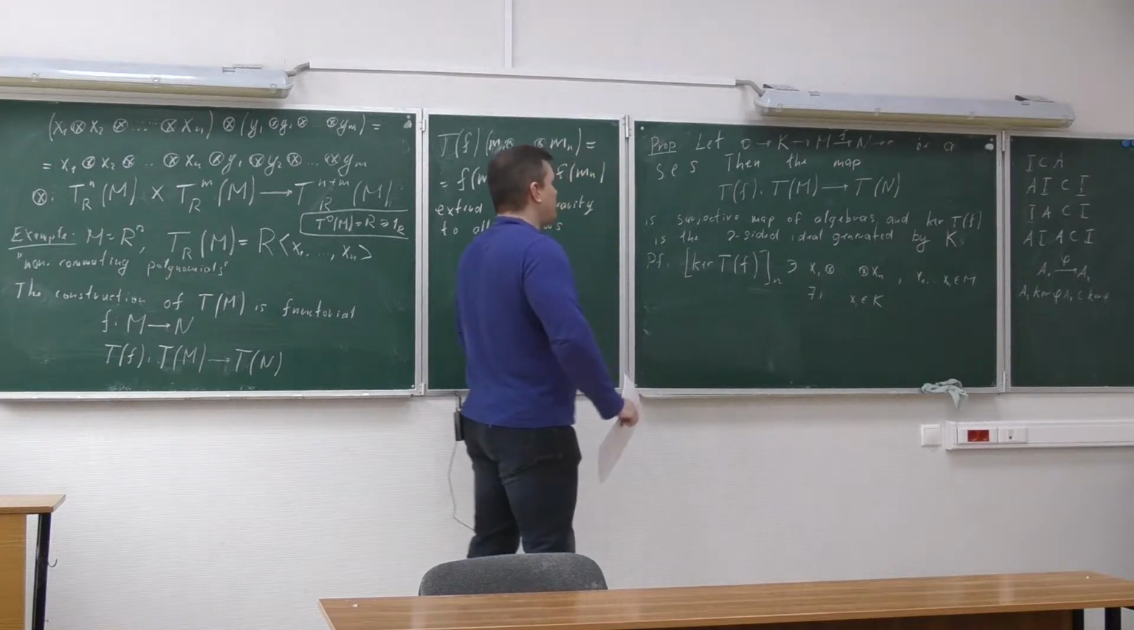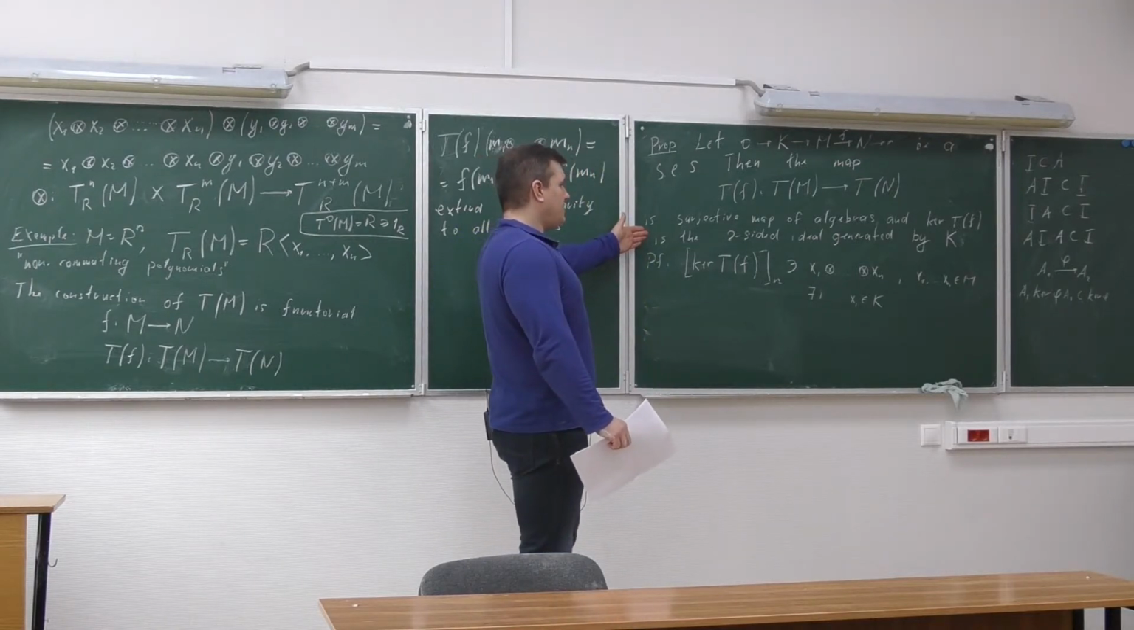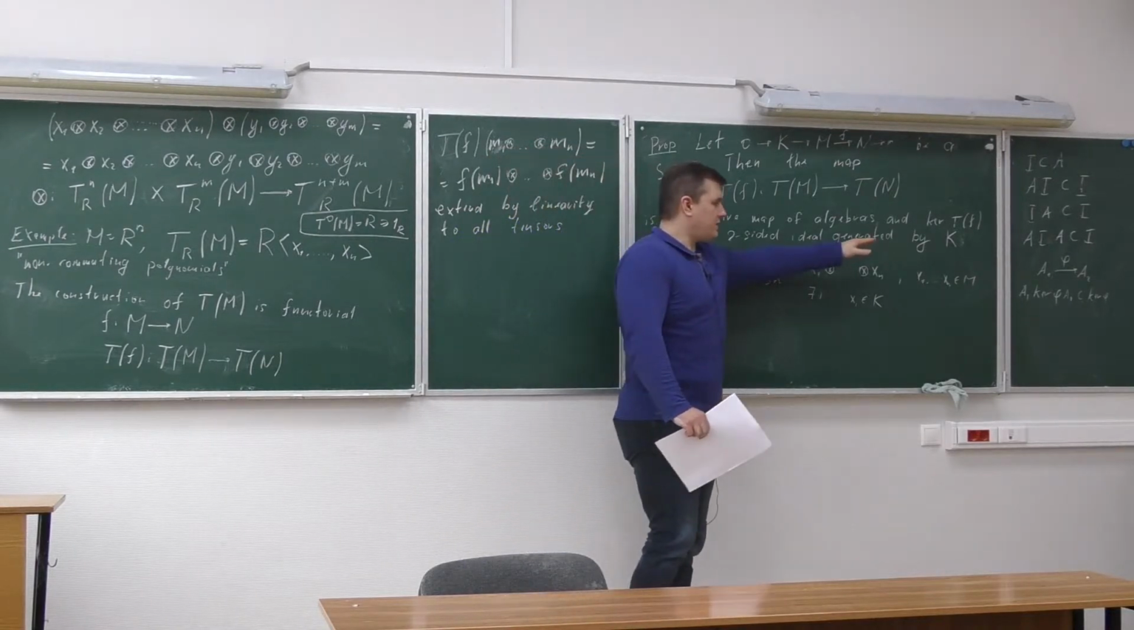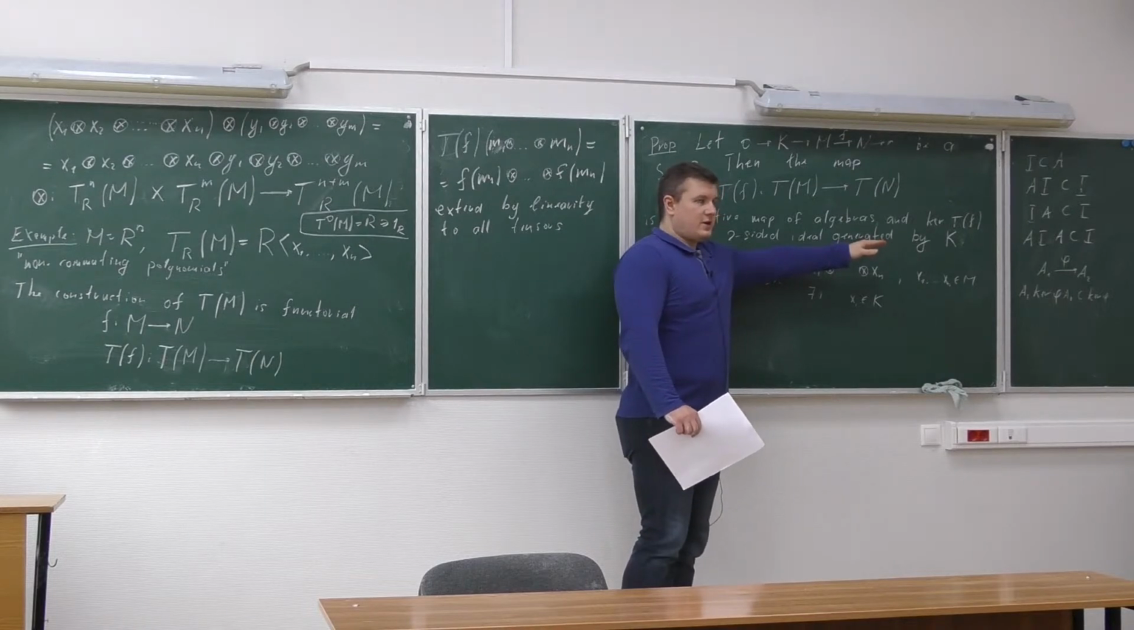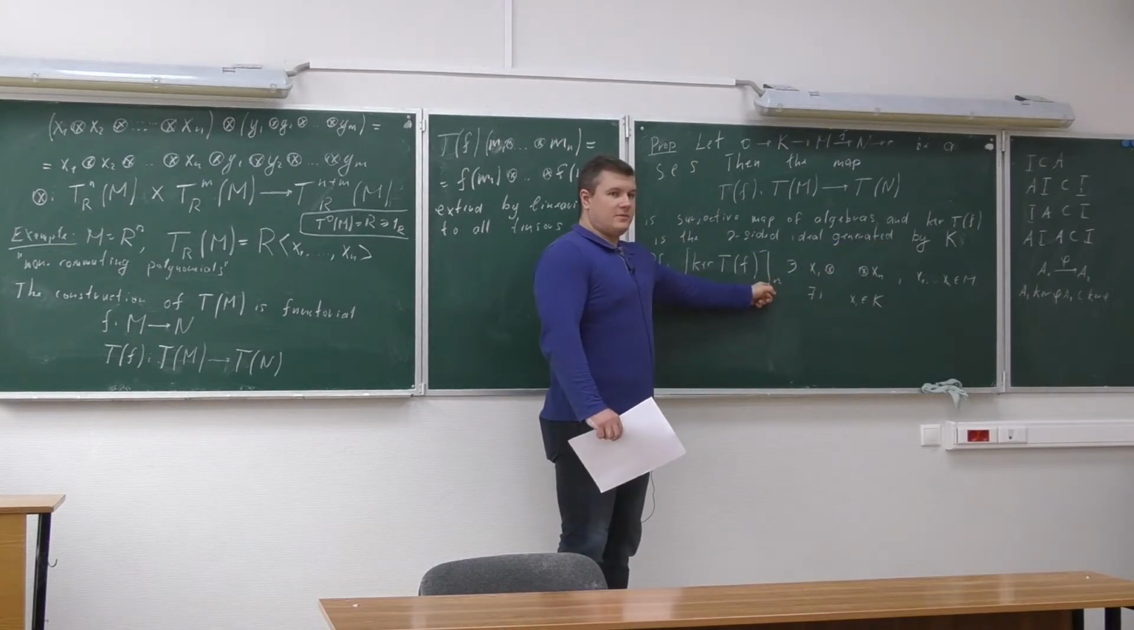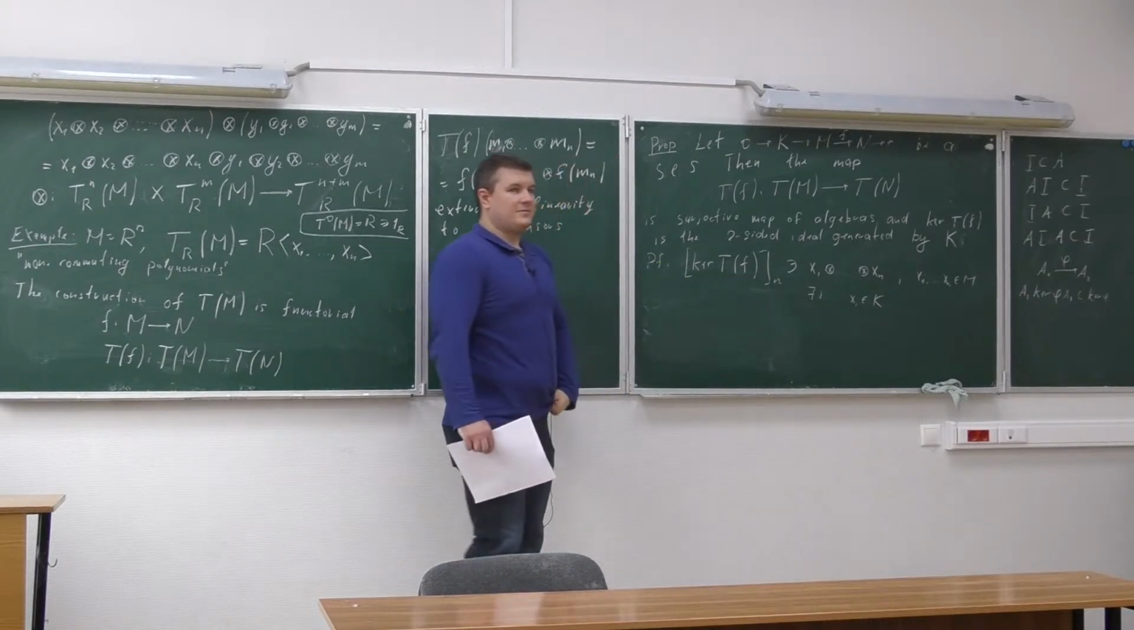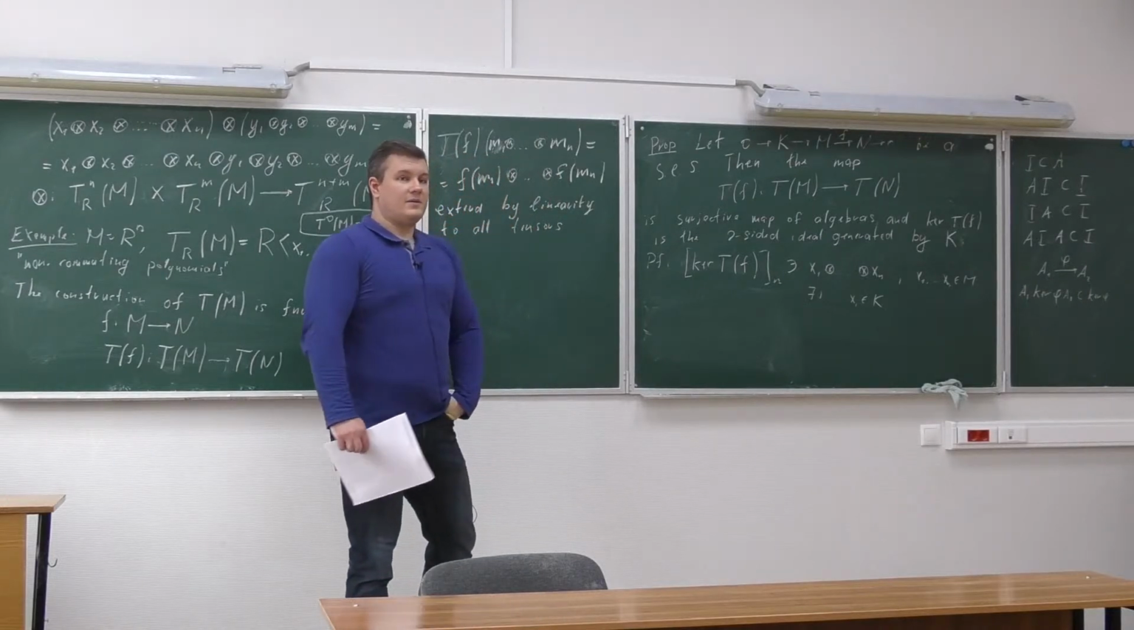But if you try to characterize the two-sided ideal, you take the two-sided ideal generated by K, right? And then you take again the component of degree n. What will you get? You get exactly the same description, right? What about non-simple tensors?